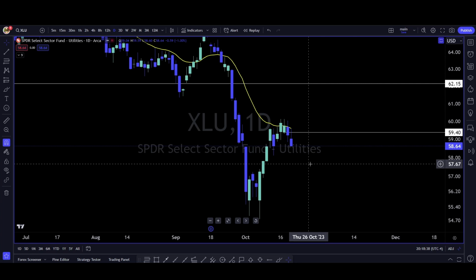That's why low beta stuff like the XLU can really be helpful for small account growth. If you have a lot of money in your account, 50K plus, then you can trade high beta stocks because obviously your 1% target is going to be much more. So like in a $50,000 account, you could risk $500 on a particular play.